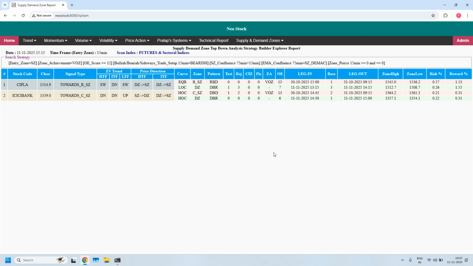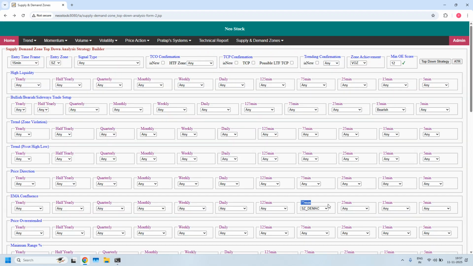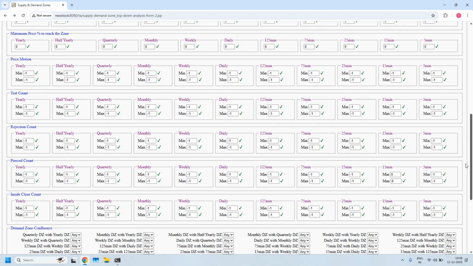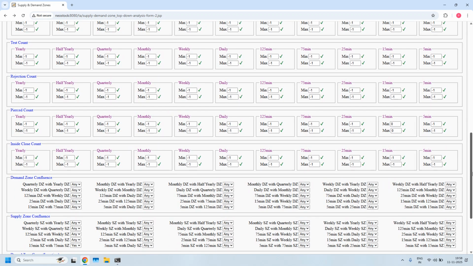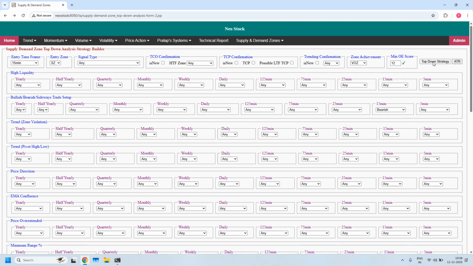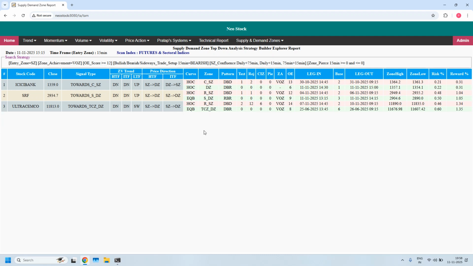Okay, now I will generate the report based on the second strategy, removing ITF EMA filter. Second strategy, first step, all the 3 filters should be enabled: LTF, ITF, HTF supply zone confluence filters. That is 15 minutes and 75 minutes, 15 minutes and daily, 75 minutes and daily supply zone confluence. With all the 3 filters, we got 3 stocks. In all the 3 stocks, 15 minutes, 75 minutes and daily zones are overlapped. All these are 15 minute entry time frame supply zones and also daily trend is downtrend.